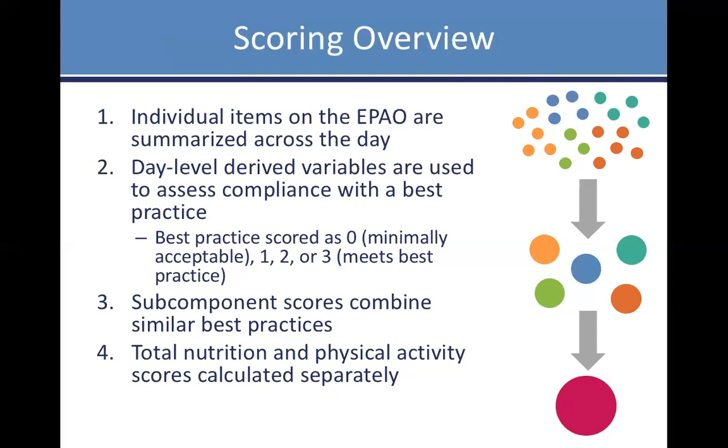And then those best practices fall into subcomponents. So we have a best practice around fruits and vegetables served, the frequency that fried meat is served, and those all fall under a foods served score. So we kind of combine conceptually similar best practices into subcomponents. From there, all of the nutrition is scored as one total score, and then the physical activity, outdoor play and learning, and screen time are all combined into a separate score. So we have 2 big scores overall.